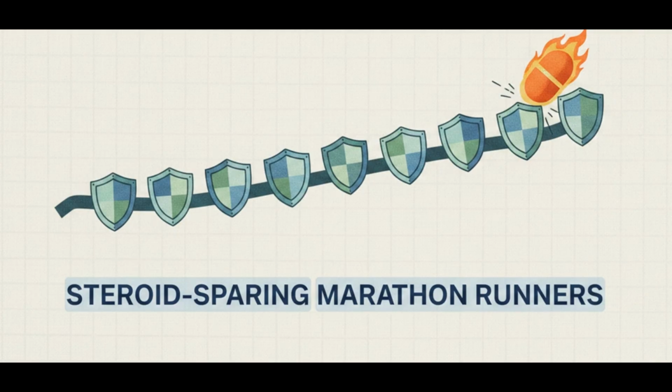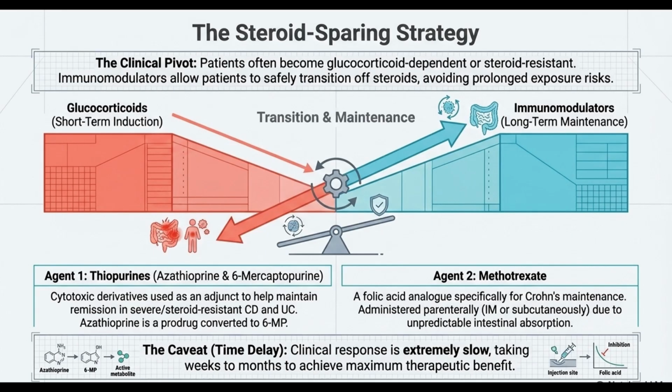Well, think back to our through line of sprinters versus marathon runners. Immunomodulators like thiopurines, things like azathioprine and 6-mercaptopurine, along with methotrexate, are the ultimate marathon runners. Their clinical response is incredibly slow. We're talking weeks to months to achieve maximum therapeutic benefit. Because of that, they're not used for acute symptom relief. Instead, they act as steroid-sparing agents, allowing physicians to safely maintain disease remission over time without relying on dangerous, prolonged steroid exposure.